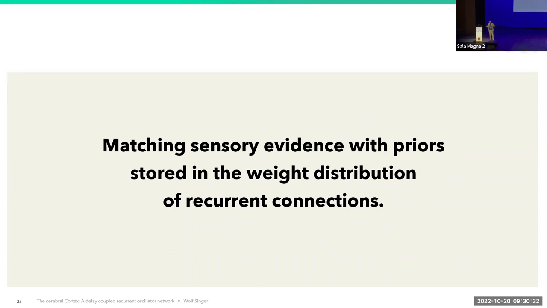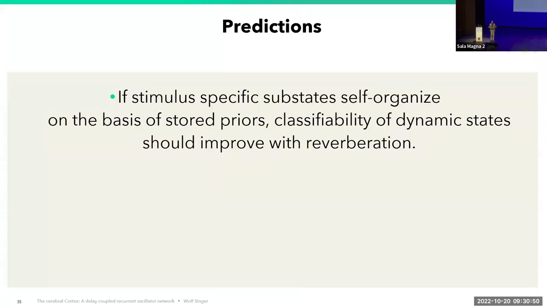Now, I told you that the priors are stored in the weight distribution of recurrent connections, or that's the hypothesis. Then one can investigate what happens if stimuli match or do not match these priors. The prediction is, if stimulus-specific substates self-organize, because the network adds its own information to the incoming sensory evidence, then the classifiability of dynamic states should improve if one gives the network some time to process the incoming information.